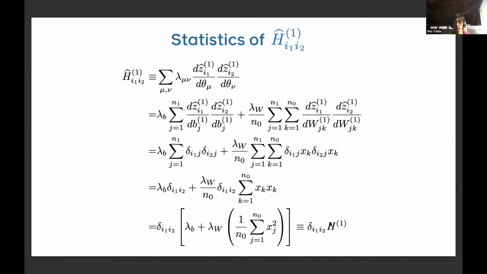In a very similar way to what I did for the second moment, you can define this to be lambda I1, I2, but now H instead of G. And previously we had CB and CW, now you have lambda B and lambda W. Okay, so hopefully this is followable in real time.